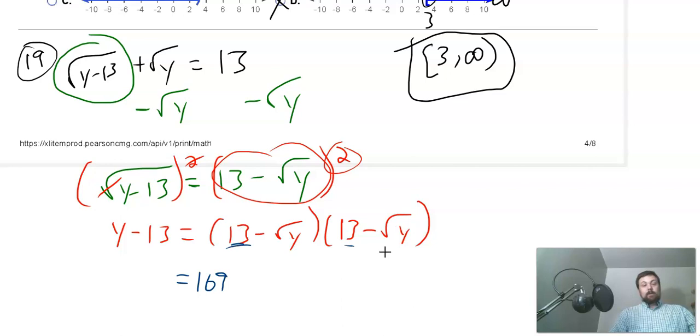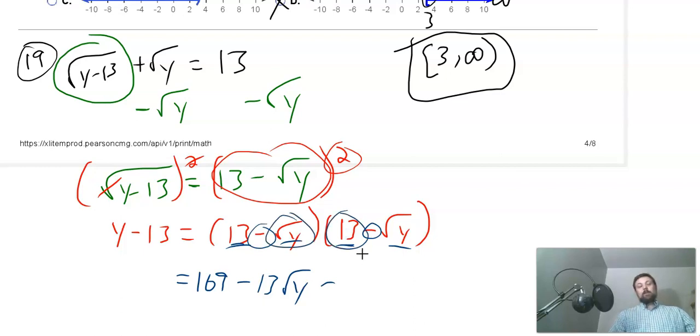Outer terms will be 13 times the square root of y. It's negative, so a positive times a negative will be negative. 13 times the square root of y is just going to be 13 square root of y. Same thing happens with the inner terms. We have a negative times a positive, which will be negative. Square root of y times 13, you just put the 13 in front of the square root. So you get 13 square root of y.